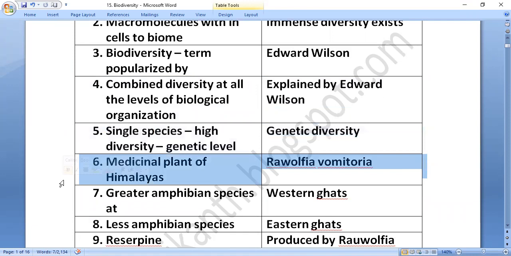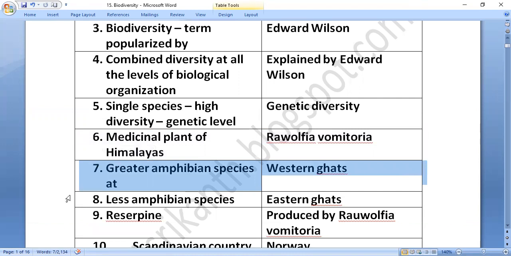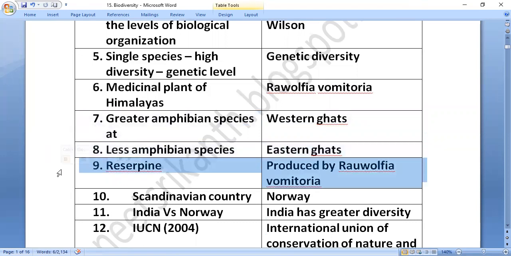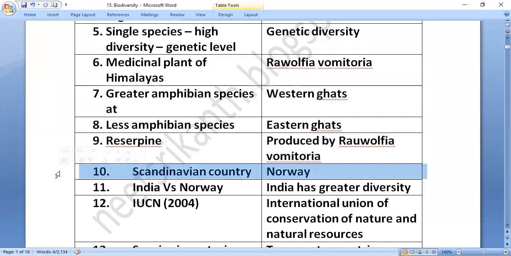Example: the medicinal plant of the Himalayas, Rauwolfia vomitoria. Reserpine is the chemical produced by Rauwolfia vomitoria. Species diversity: greater amphibian species in the Western Ghats, lesser amphibian species in the Eastern Ghats.